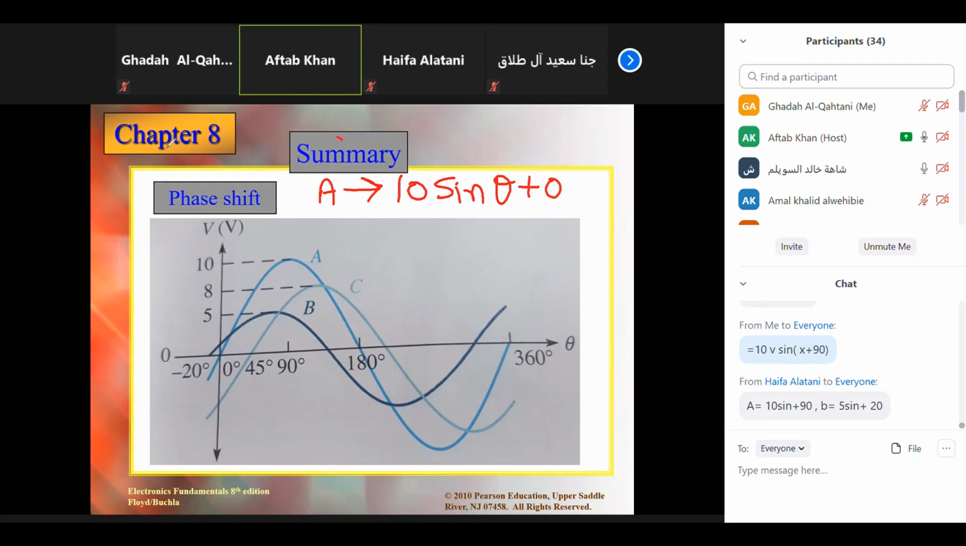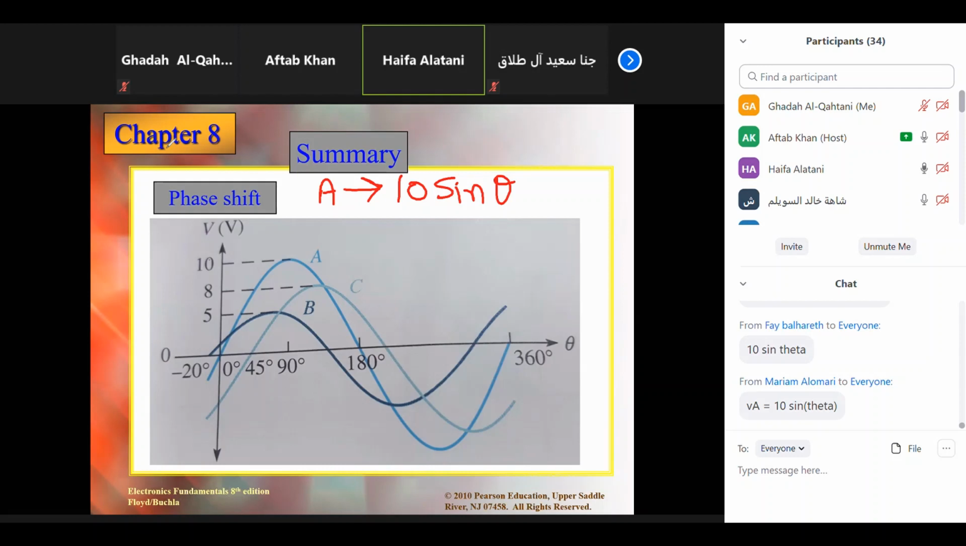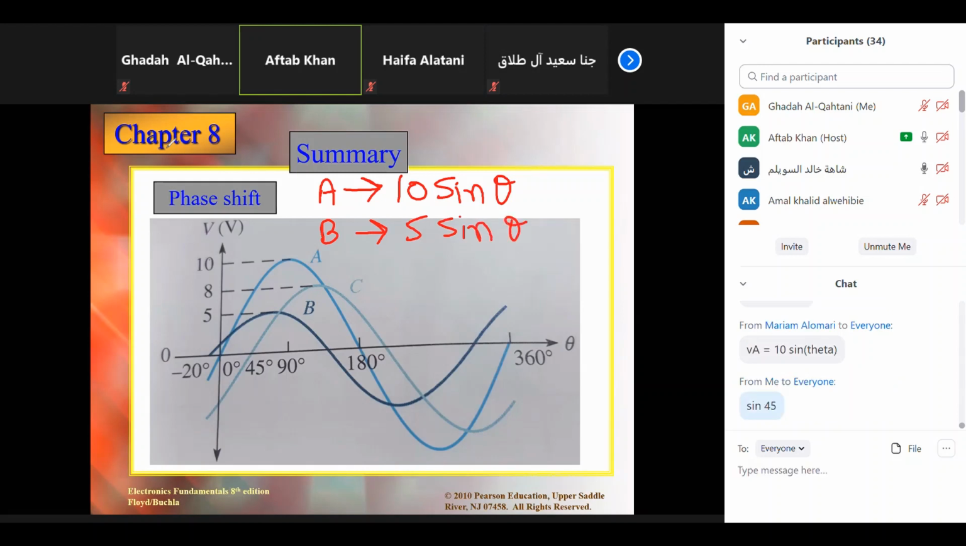So can I simply say 10 sine theta, because phi is 0? Yes, phi is 0, that's it. Now, similarly for B: 5 sine theta, plus. How much? The angle is mentioned already. Yes, positive 20. Correct, it is mentioned here.